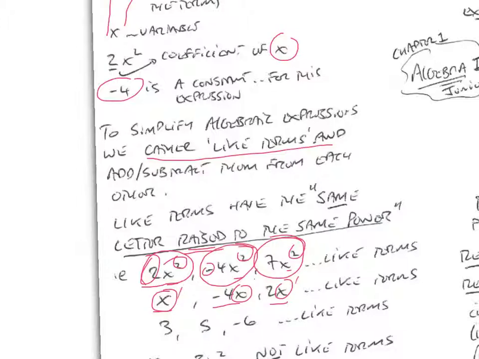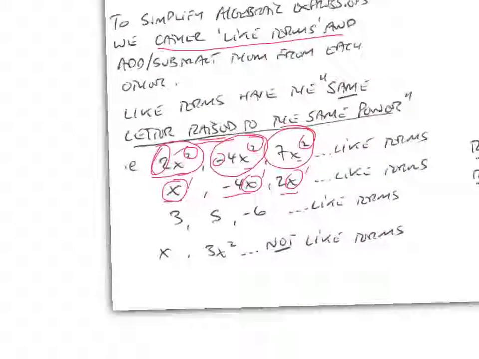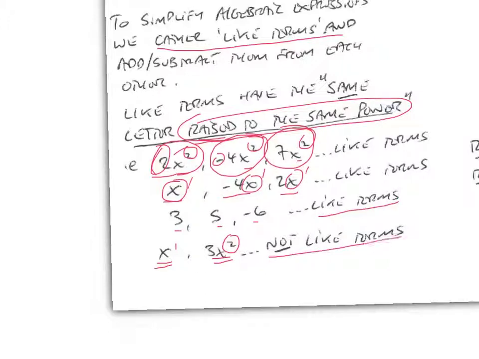Okay, and then 3, 5 and minus 6, they're like terms, they're constants or numbers. And if we just note now that x and 3x squared are not like terms, because although there's an x in both, it's the same letter, this is to the power of 1 and this is to the power of 2. They're not raised to the same power. They're not like terms.